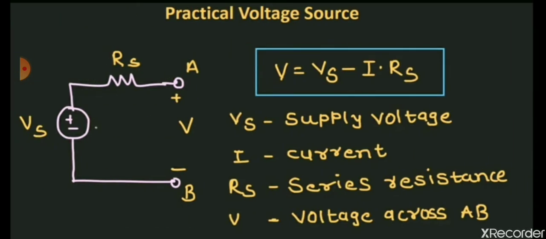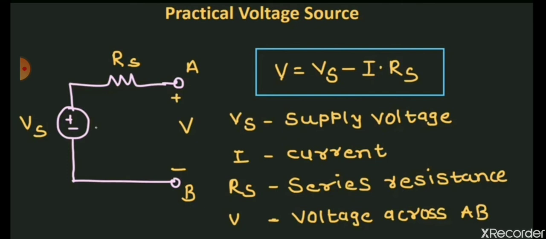Now next is practical voltage source. In practical voltage source, there is an internal resistance, and that internal resistance is always connected in series with the voltage source. That internal resistance, as it is connected in series, is denoted by Rs. So Rs is connected in series with the Vs.